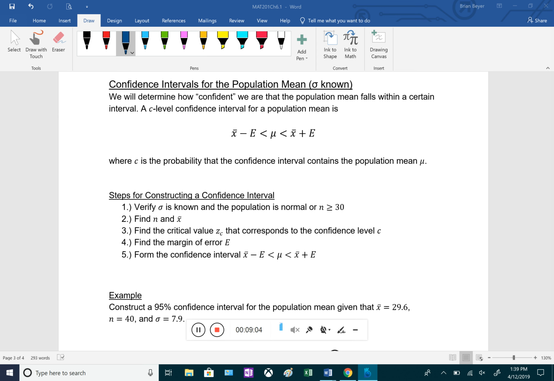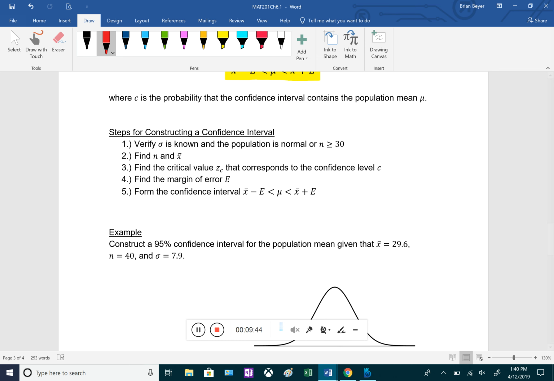The way that we do this is we say a c-level confidence interval for a population mean is going to be x bar minus E for the lower bound and x bar plus E for the upper bound. How this gets read, right here in the middle, is that the population mean is between x bar minus E and x bar plus E with a certain level of confidence. So we're going to do pretty much what we just did. We're going to solve for E, which is the margin of error, and we're going to be given x bar, which is the sample mean, or we might have to calculate the sample mean given a sample data set.